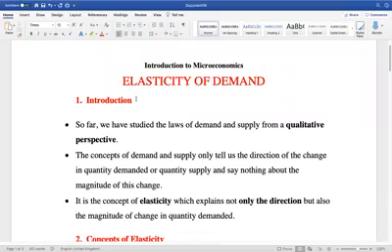Good afternoon. So we are beginning the class. Today we're looking at elasticity of demand.